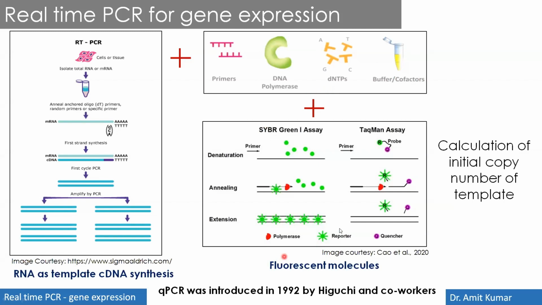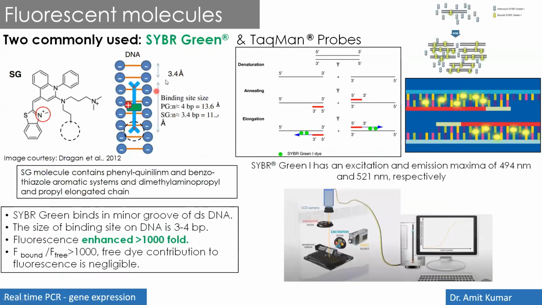The second thing you need is a fluorescent molecule in order to track the real-time amplification. Two of the most common fluorescent molecules are SYBR Green and the TaqMan probe, right? In today's presentation we will see how SYBR Green works, and TaqMan probes will be discussed on day 3 by Dr. Vinu, where it is mostly used for pathogen detection.